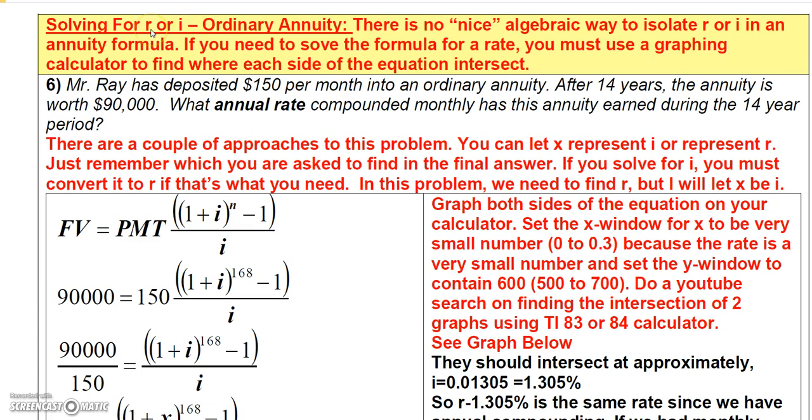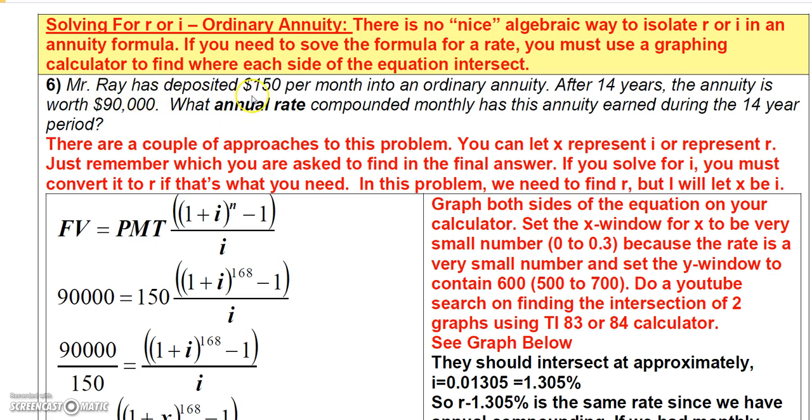When you try to solve for R or I, either the annual rate or the periodic rate in an ordinary annuity, there's really no nice algebraic way to isolate the variable. So what we're going to do here is I'm going to show you how to solve this by looking at the graph. So let me just start with an example.